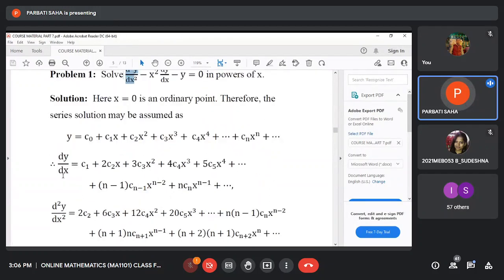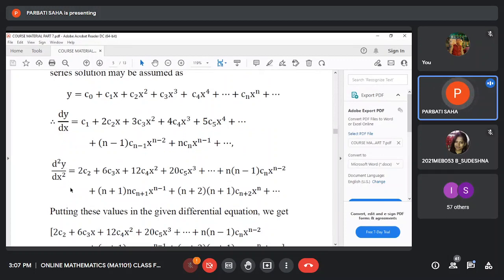So just compute dy/dx. You see, c1 plus 2c2x, 3c3x squared, 4c4x to the power 3, and so on. The derivative of cn x to the power n is n cn x to the power n minus 1, and I have written the just preceding term too. Then calculate d2y/dx2: again differentiate dy/dx with respect to x and obtain d2y/dx2.